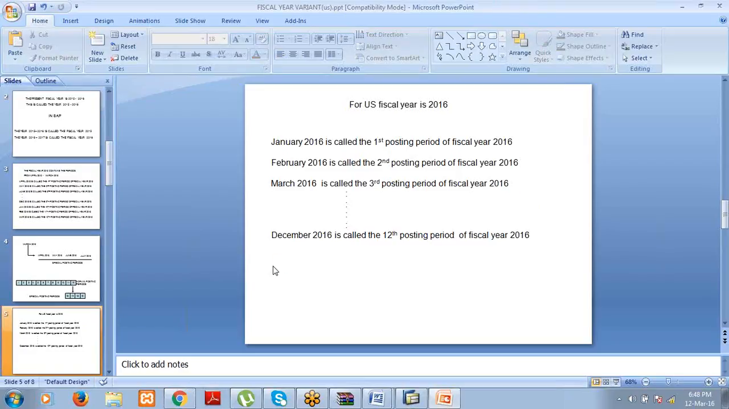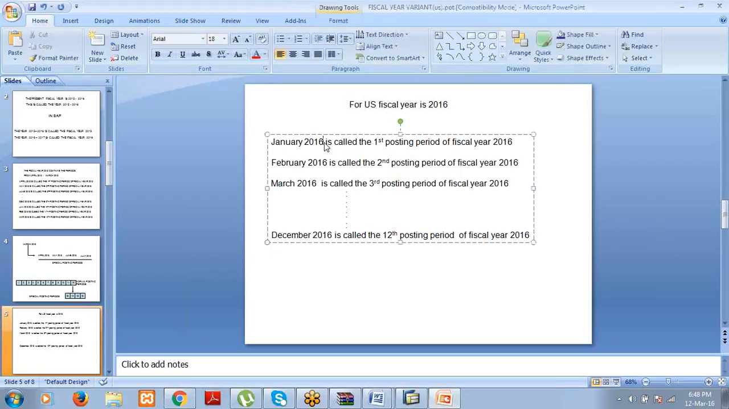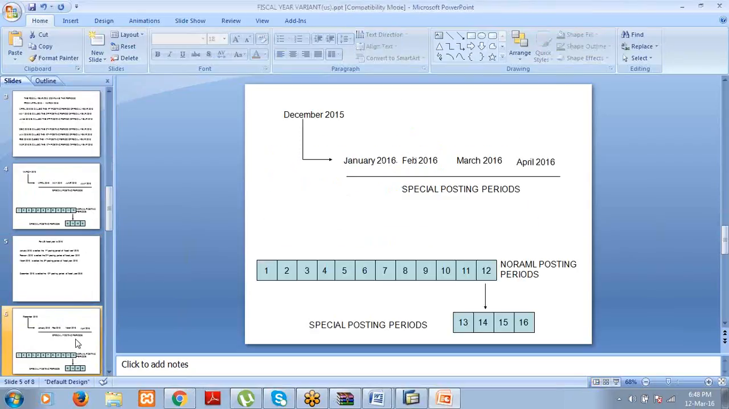So calendar year means obviously it contains the periods from January to December. So January 2016 is called first posting period. February 2016 is called second posting period, and March 2016 is called third posting period, and December 2016 is called 12th posting period. So according to US fiscal year, March 2016 is third period now. But India fiscal year 2015 period is 12. Similarly in US, in UK also.